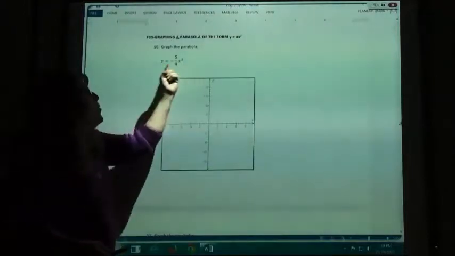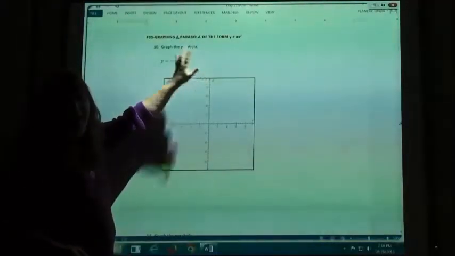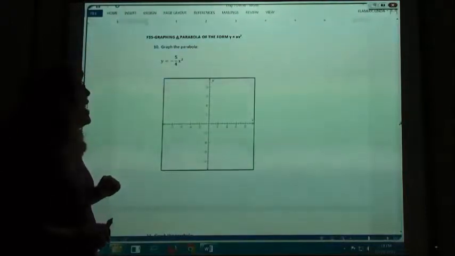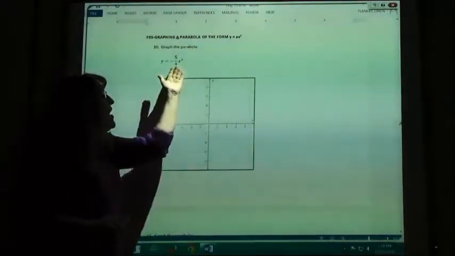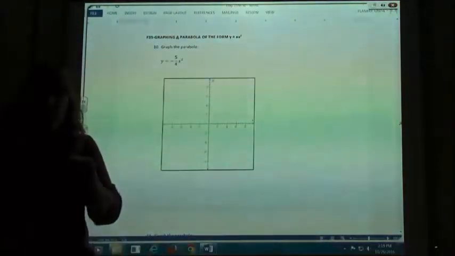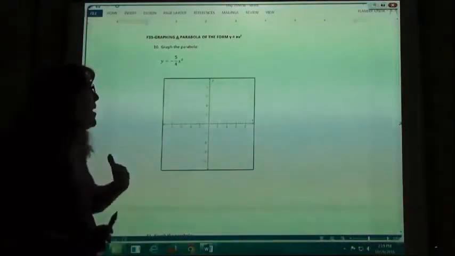I am graphing my parabola, and this parabola doesn't have any adding or subtracting. Later on, we're going to talk about horizontal and vertical shifts. This one has no shifts to it because it doesn't have any adding and subtracting. So with any of my graphs, the middle of my graph always starts off at 0, 0, unless I have a shift to my graph.